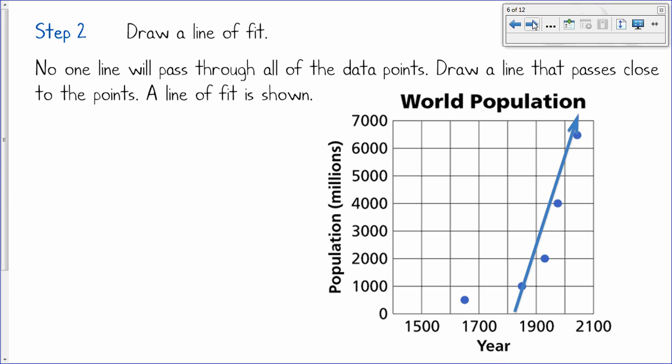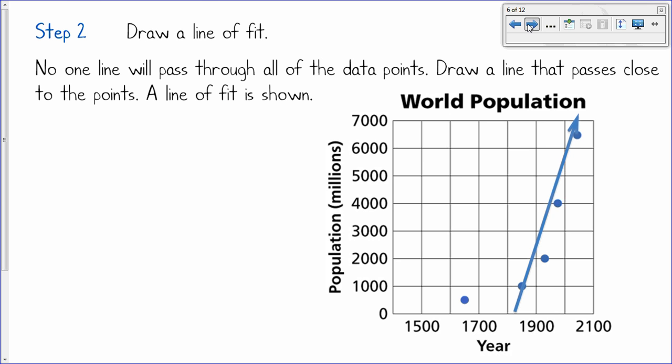Okay, so now, that was step two. We just did that. We just made a line of fit, didn't we? That was step two. We just draw the line. No one line will pass through all of the data points. If you look at my graph, it's not going through all the points, is it? But it's pretty close to right down the middle. Draw a line that passes close to the points, the line of fit is shown.